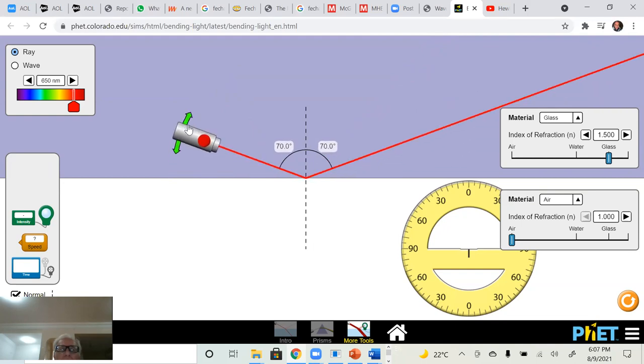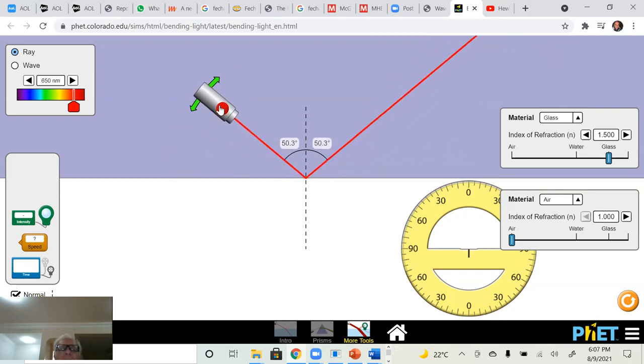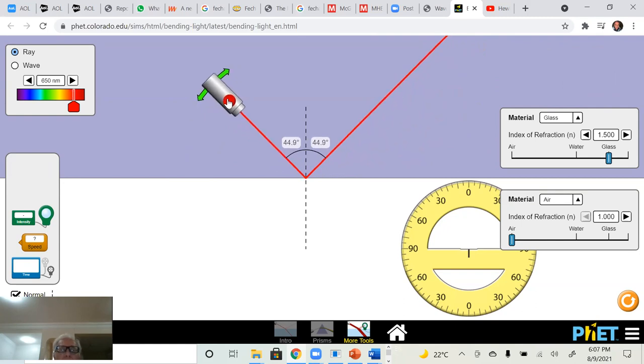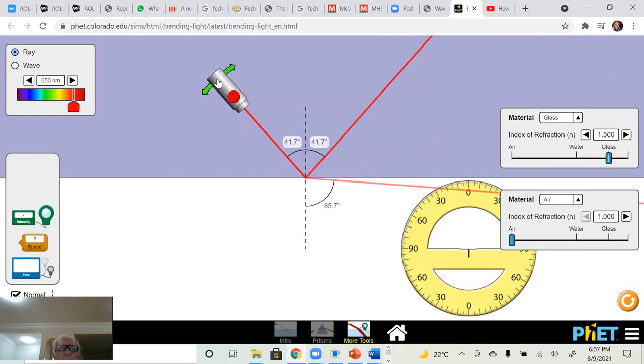It's a very important phenomenon in physics. This is used in telecommunications to transmit telephonic voice signals through optical fibers. Okay.